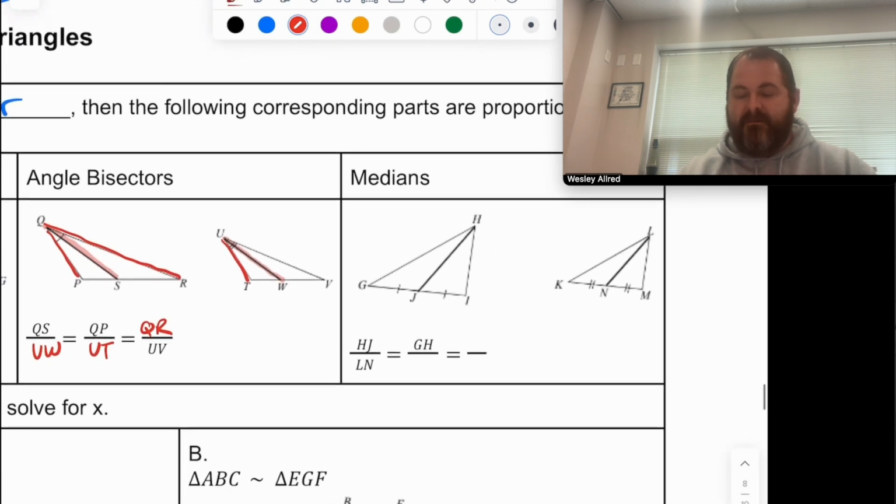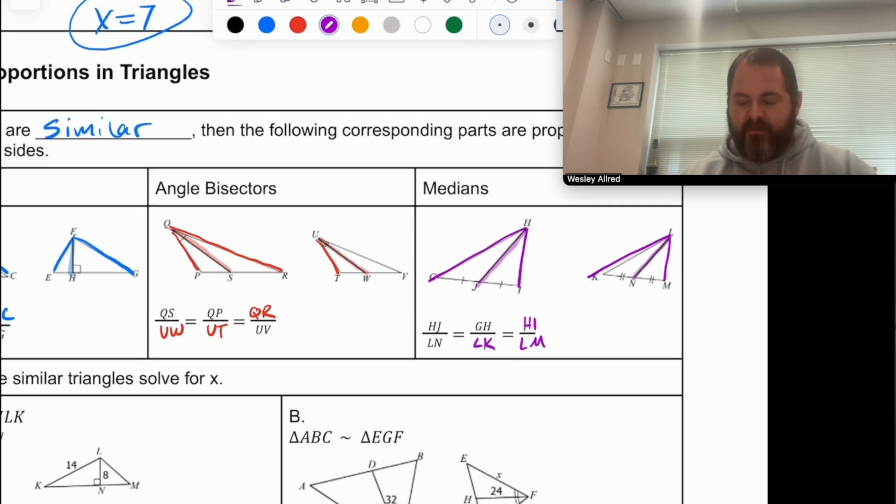And then if we also had medians within a triangle, this would be an example of a median. Remember, a median connects an opposite vertex to the midpoint of an opposite side. Those would also be proportional to the side ratios. So the ratio of HJ to LN would be the same as GH to LK. That would be the same ratio as another set of sides. And I left both these blank, so we'll just pick one. Let's say HI to LM.